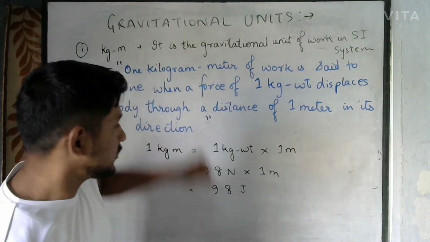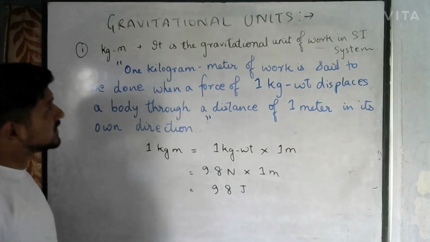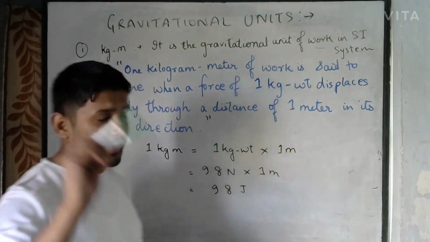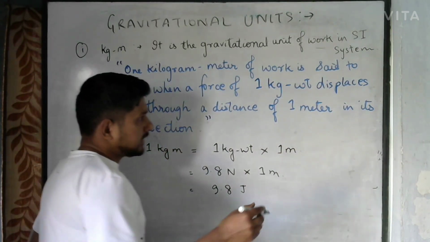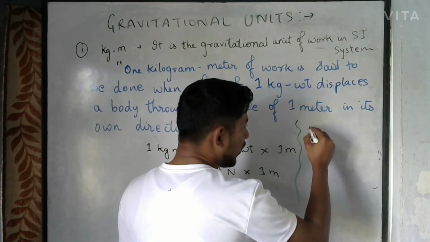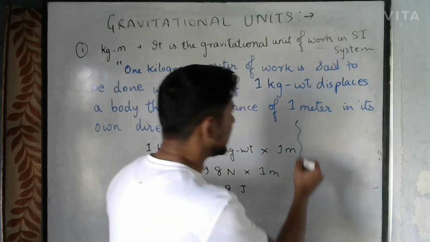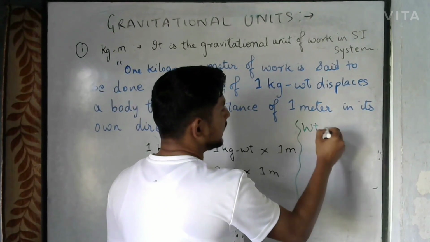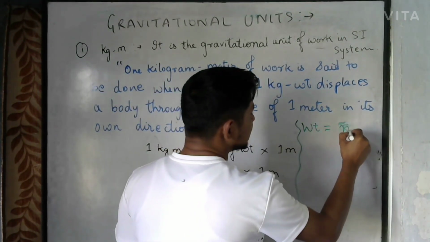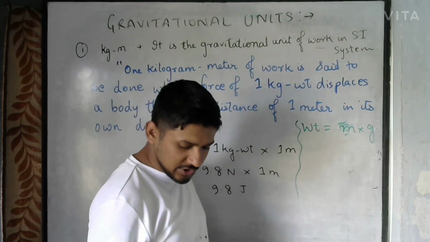Okay, so let's read this. Now, when I talk about this kg meter, what is this kg meter? It is the gravitational unit of work in SI system, but there is a bit of an explanation to this. Just try to understand this explanation. See, let's go deep now. Since this is a gravitational unit, the gravitational pull given by the earth is also known as weight. Now weight is equal to mass into acceleration due to gravity.